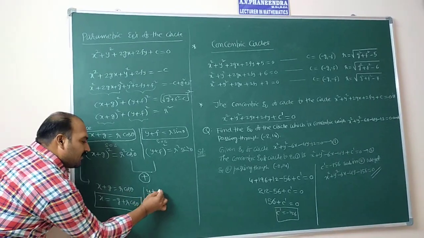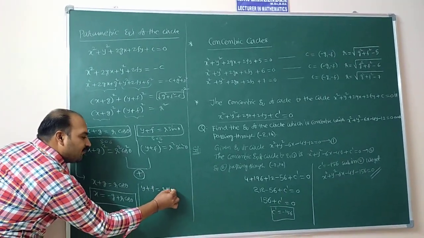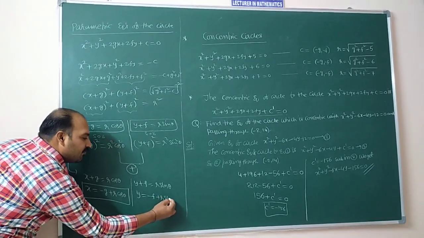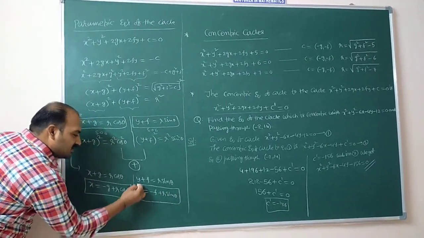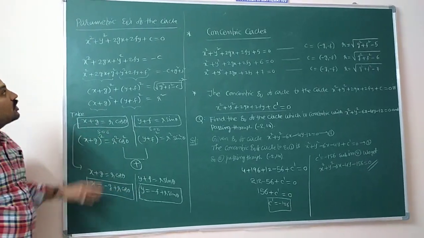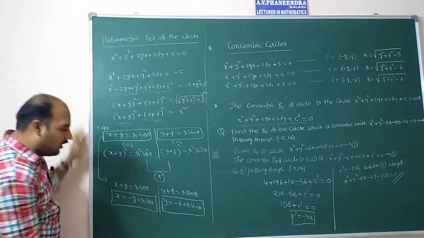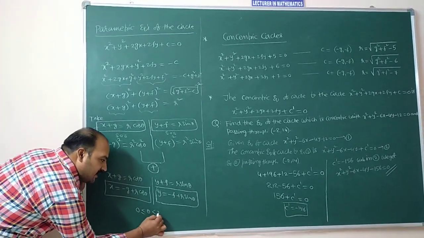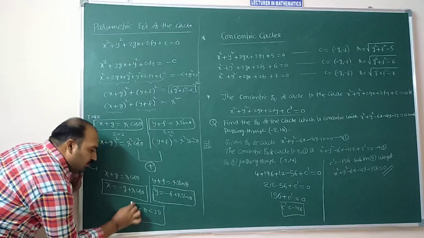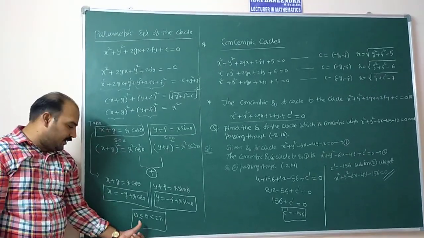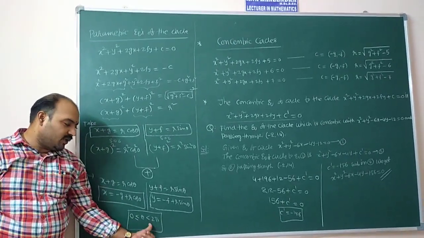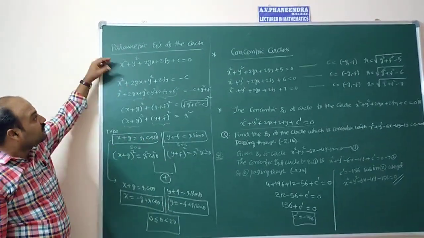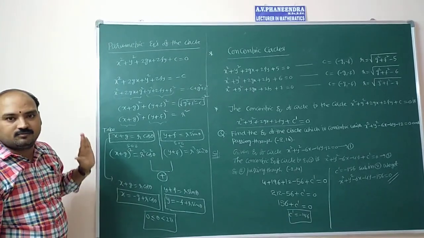And y plus f is equal to r sin theta, so y is equal to minus f plus r sin theta. These two equations are called parametric equations to the general equation of circle. Here theta satisfies 0 is less than or equal to theta is less than 2 pi. This theta value is applicable for this condition. These are the two parametric equations to the general equation of circle.